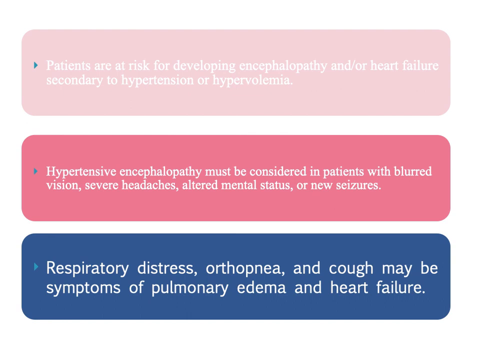Hypertensive encephalopathy must be considered in a patient who presents with blurred vision, severe headache, altered mental status, or a new seizure. The effect of acute hypertension depends not only on the severity of hypertension, but also on the absolute change in comparison to the patient's baseline blood pressure and the rate at which it is rising. Respiratory distress, orthopnea, and cough may be symptoms of pulmonary edema and heart failure.